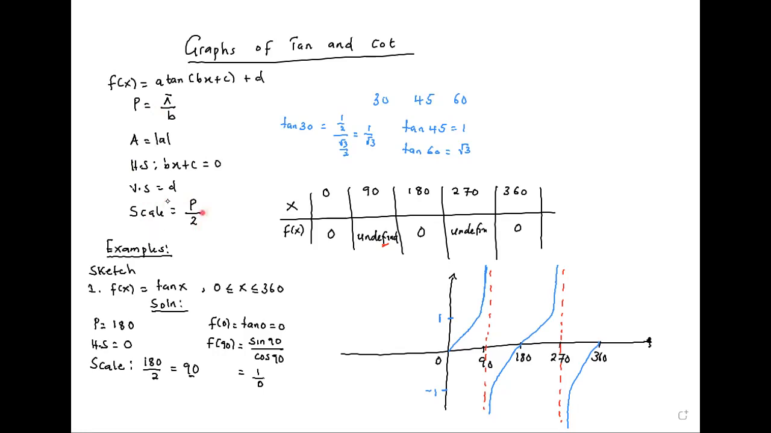For sine, cosine, and the other two, the scale was period over 4. But for tan, cot, the scale is period over 2. So we have an example here.